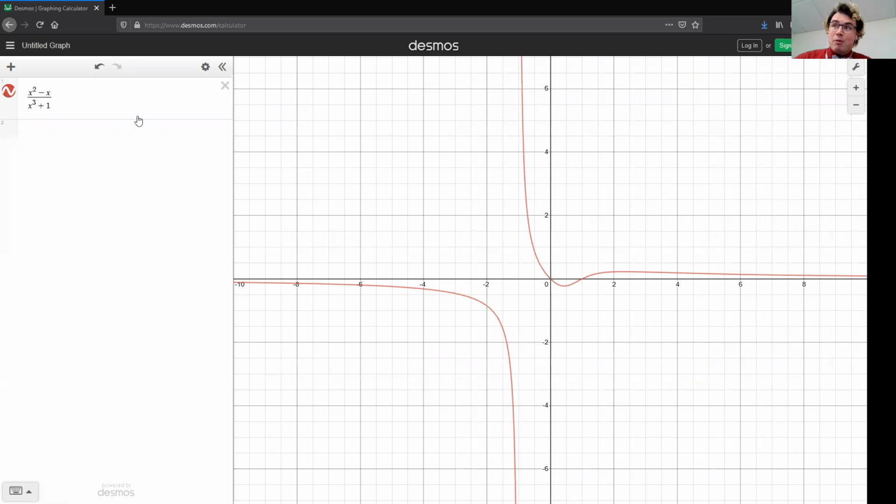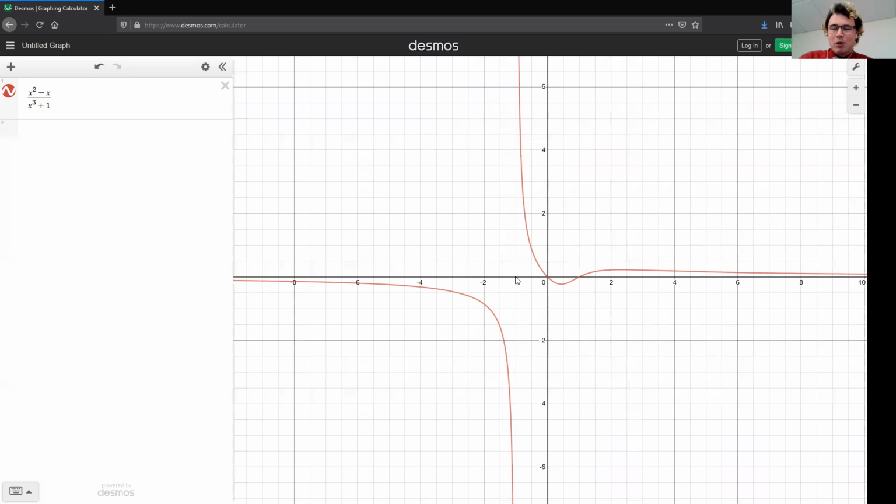Now, I've said before that rational functions satisfy the direct substitution property so long as we are inside its domain. This formula is defined everywhere except for x equals -1, which I can see from this asymptote right here. So we will never actually get to the coordinate x equals -1. But everywhere else, this function is continuous.